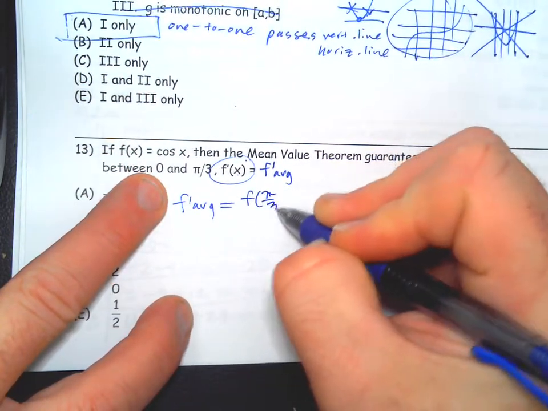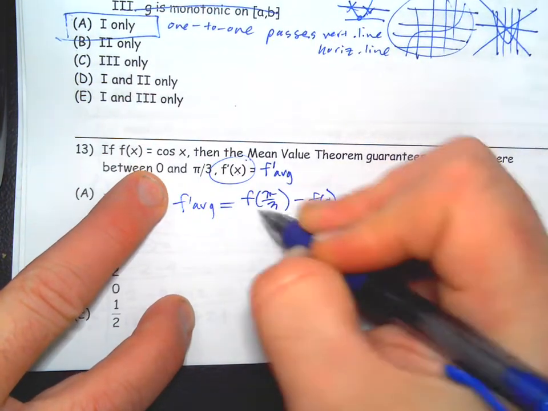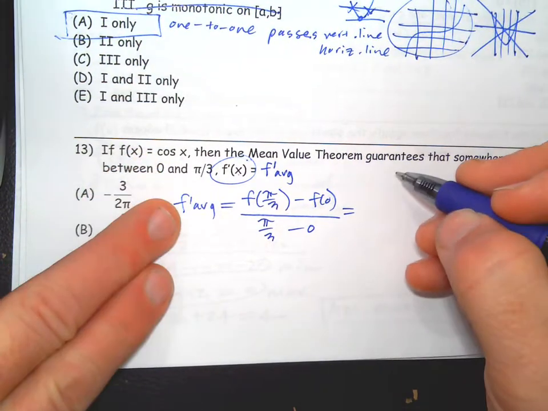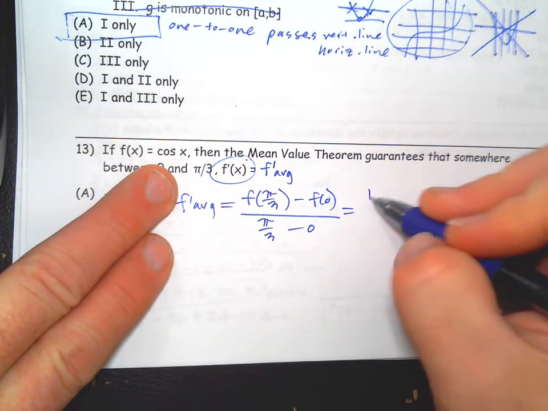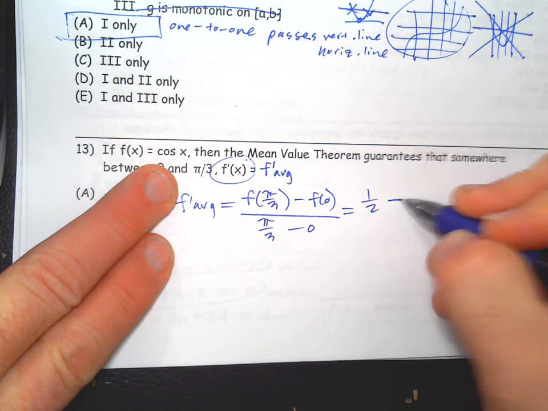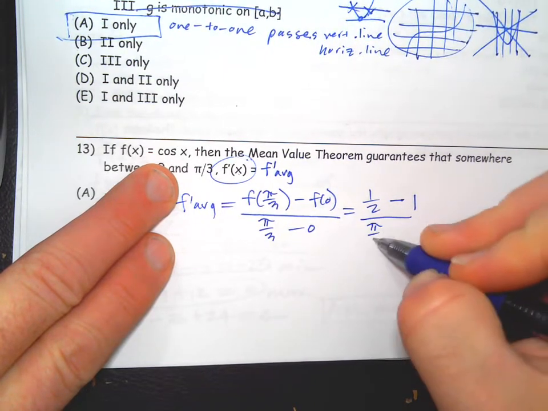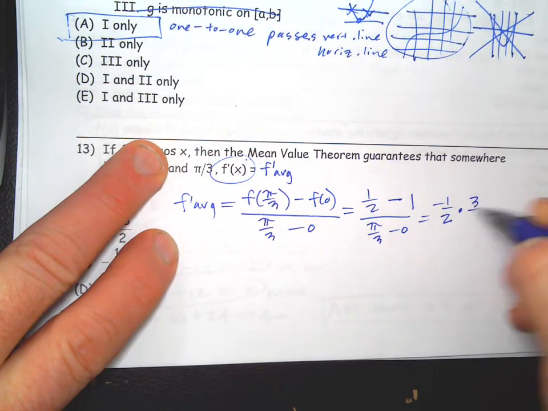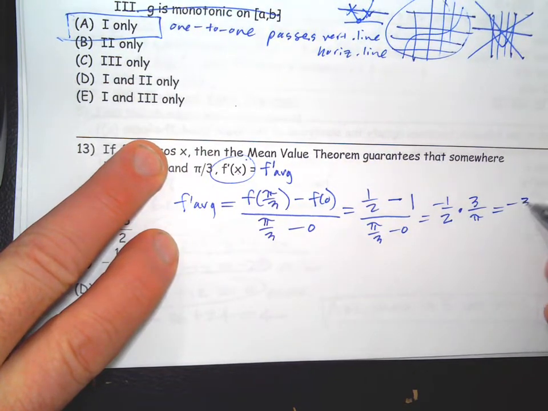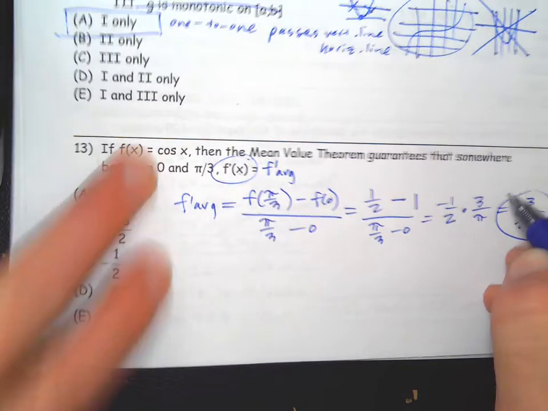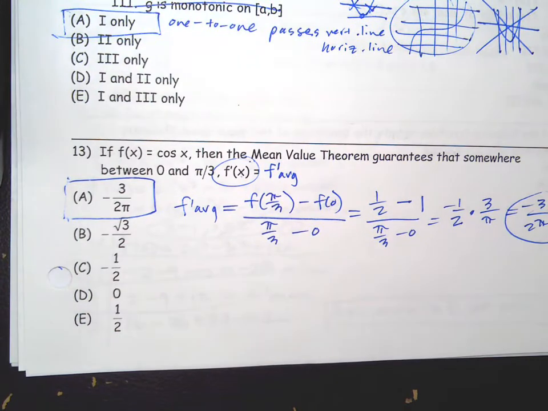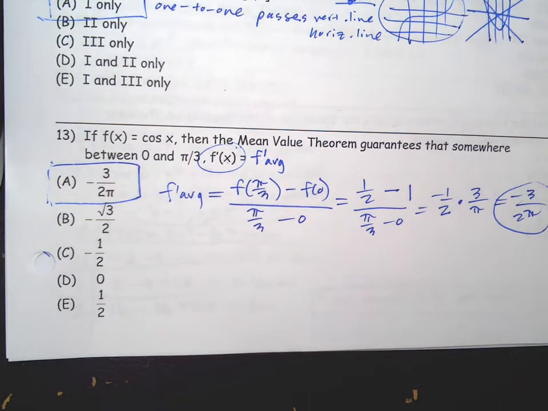Set it up, which is going to help you make fewer mistakes. It's going to help you get partial credit when you do make mistakes. Cosine pi over 3 is 1/2. Cosine 0 is 1. So you get negative 1/2 times 3 over pi. So it's going to be negative 3 over 2 pi. Negative 3 over 2 pi. We didn't actually find the c values, but that's what has to be true.